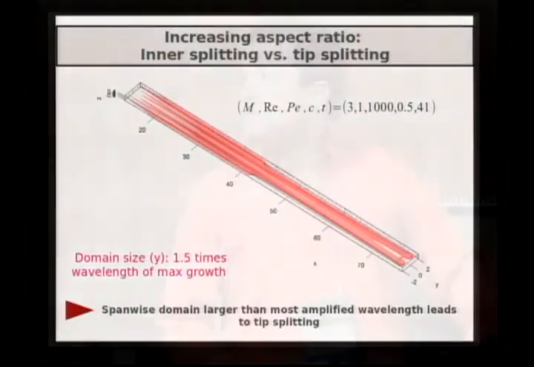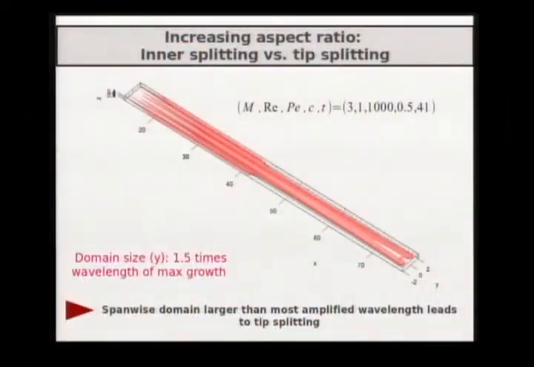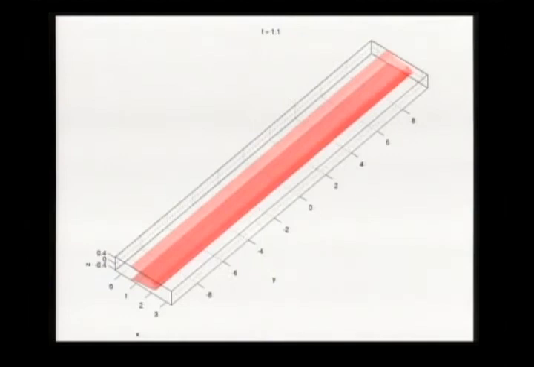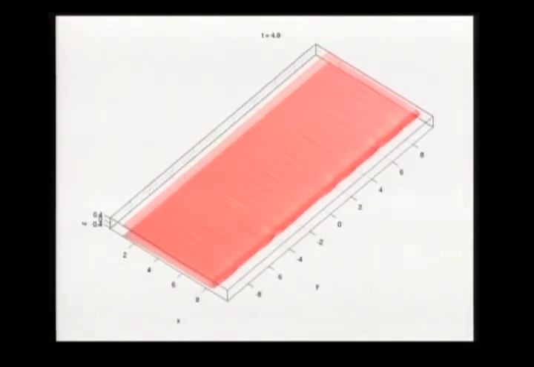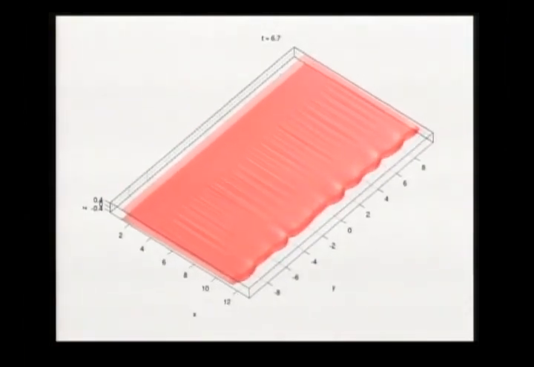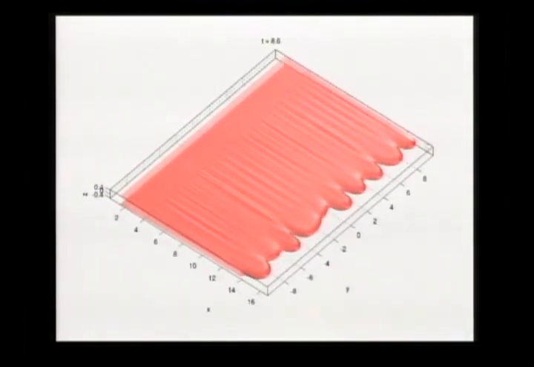If we increase this spanwise domain and simulate the evolution of wider fingers, then we find superposition of the tip splitting instability that is well known with our predicted inner splitting instability. And if we impose a random perturbation in a much wider domain, then we see the interaction of many fingers.